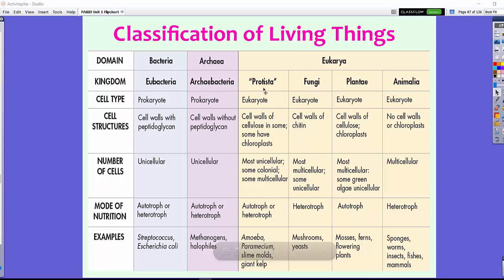Now, if we take a look at domain Eukarya, notice that domain Eukarya has four different kingdoms. And these are probably a little more familiar to us. So kingdom Animalia, kingdom Plantae, kingdom Fungi, and kingdom Protista. And we'll talk about Protista and why it actually might be in these little quotation marks here. So let's get going on to our next slide.